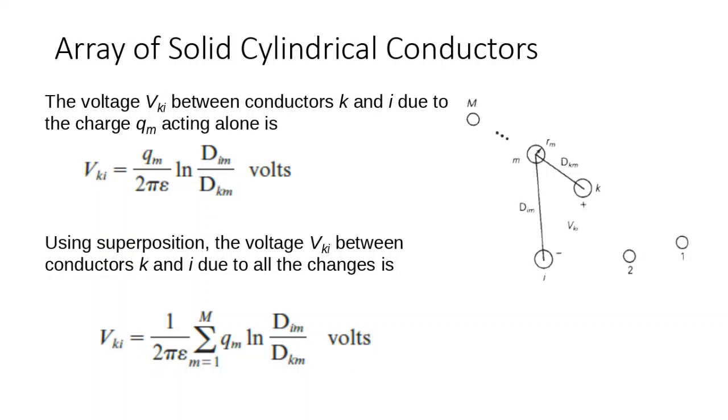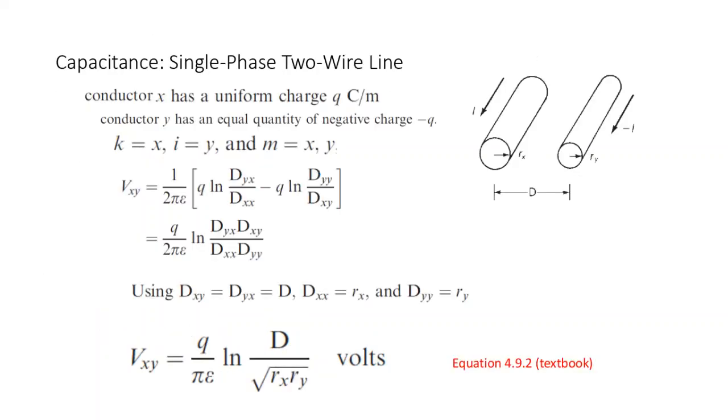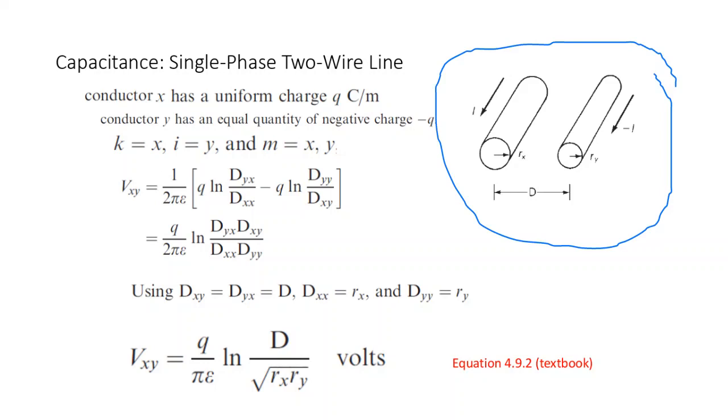We're just adding the charges times the natural log of dkm and so on, because we have a number of conductors. We just do superposition, adding them. And we can go on and determine the capacitance of a single phase. When you hear single phase, it's a two-wire line. One is go, one is return. Therefore, we can just add them.